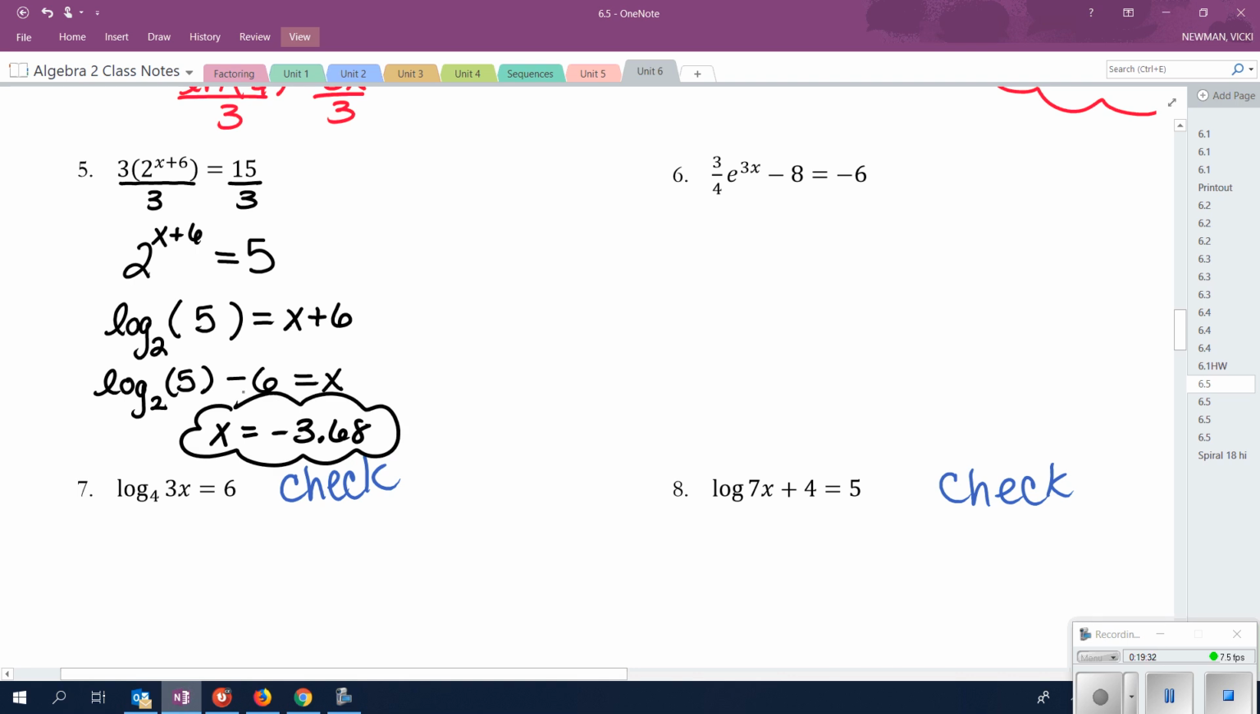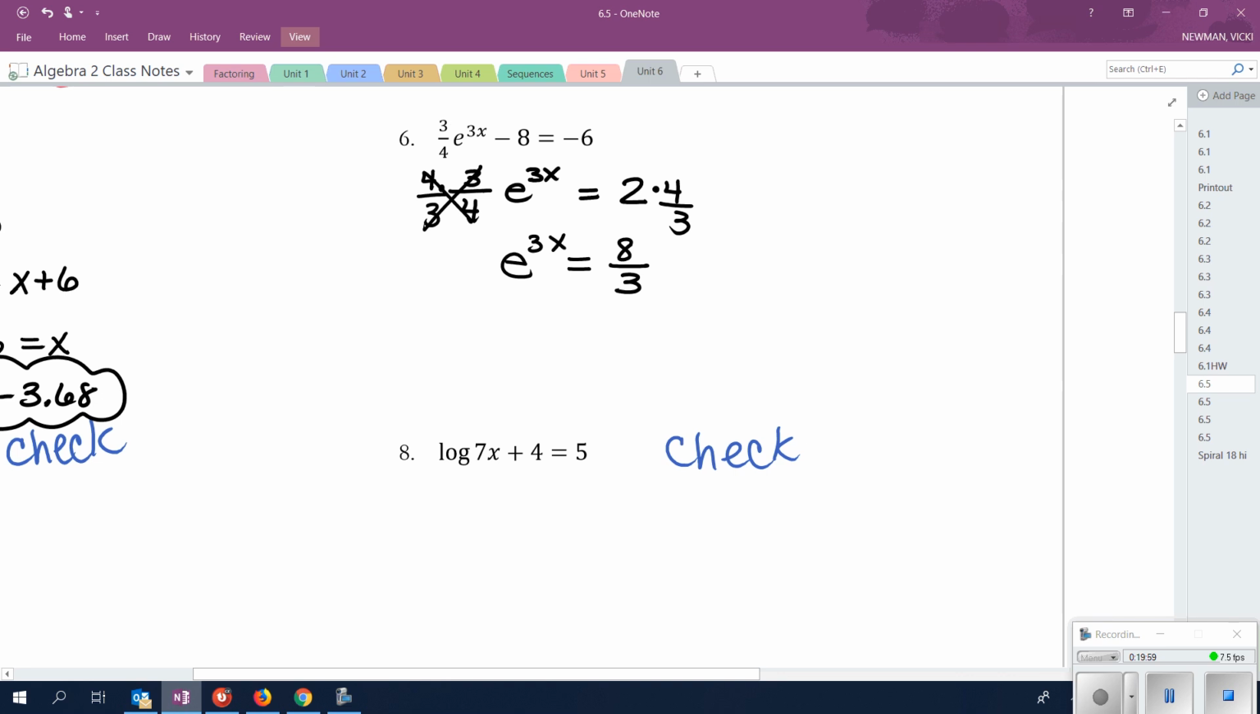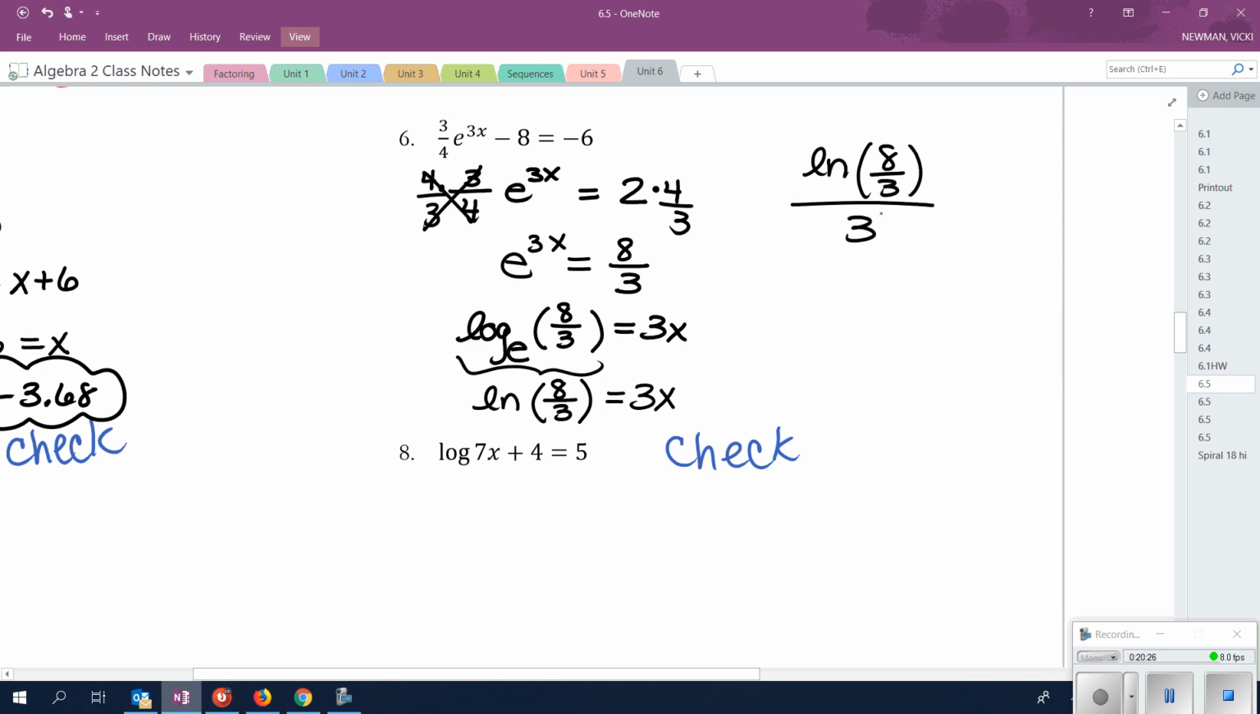All right, number 6. Ooh, tricky. I'm going to get the weird thing alone, so add 8. To get rid of 3/4, I'm going to multiply by 4/3. e to the 3x equals 8 over 3. Then I'm going to change the form. Log base e of 8/3 is equal to 3x. I know log base e is actually natural log of 8/3 equals 3x. So the last thing I'm going to do is divide by 3 to get x alone.